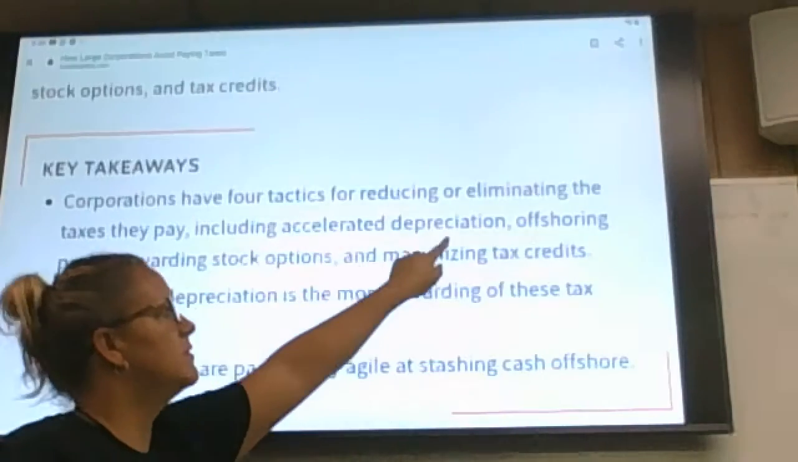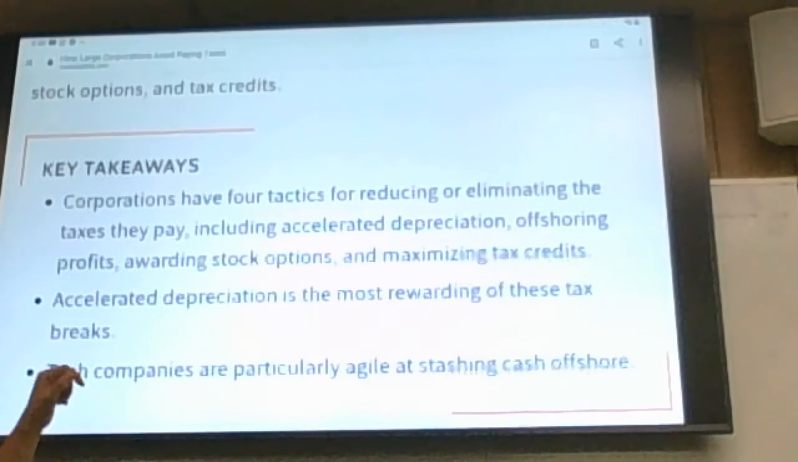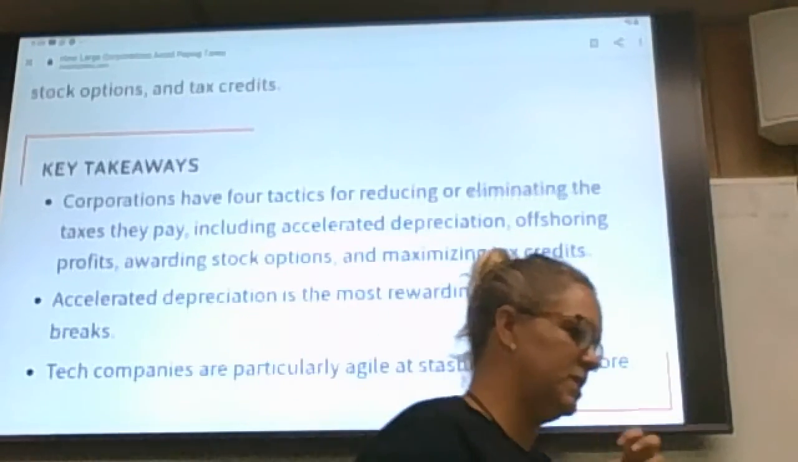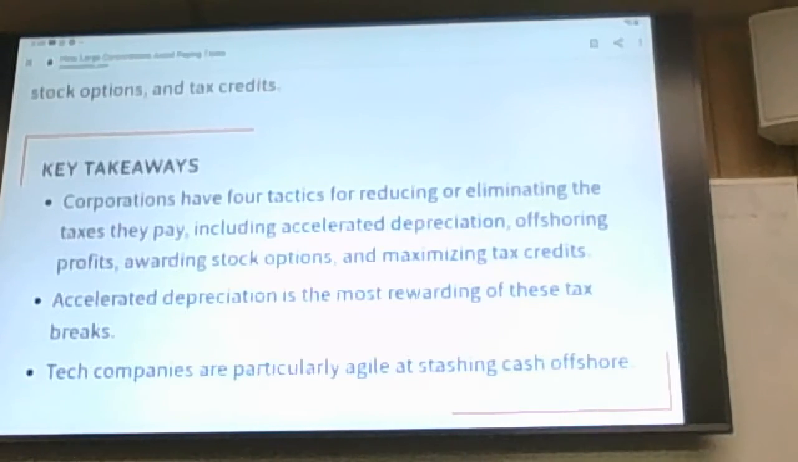The first one is accelerated depreciation. And it actually says here that accelerated depreciation is the most rewarding of all of these tax breaks. So what happened is that corporations would get money, like oh, I made $400,000 this year, and then the government every year says you have to pay taxes on what your business is worth. So I have to take my $400,000 and pay the government a tax rate. So what companies did is that right before tax season, they would buy a bunch of stuff. And they'll say, I don't have that much money. I don't have to pay these taxes. So the government says, well, you have to claim that stuff that you bought.